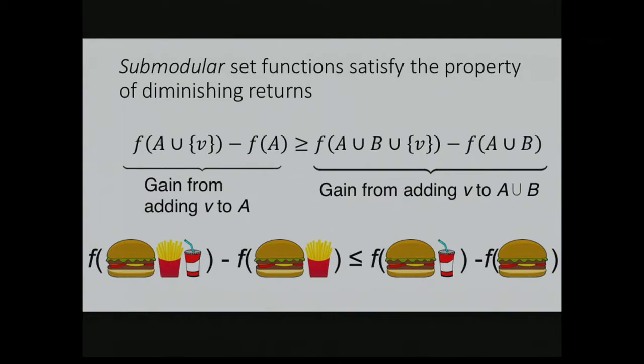If you can't keep that straight in your head, you can think of it in terms of McDonald's Happy Meals. So imagine that you're at McDonald's and you want to get some fries. If you just have a burger, you want to get a drink, and if you just have a burger, the cost of adding a drink is larger than if you buy fries, because the fries make the additive cost of the drink less. So Happy Meal pricing at McDonald's is an example of submodularity.